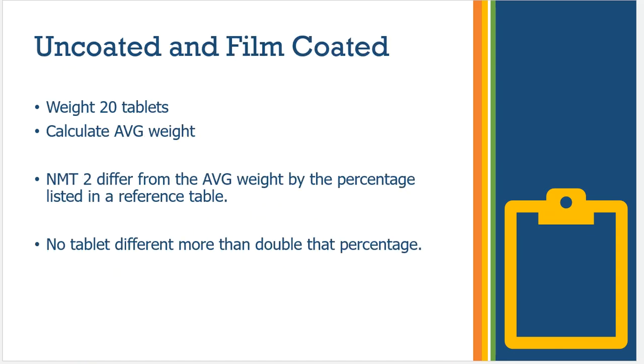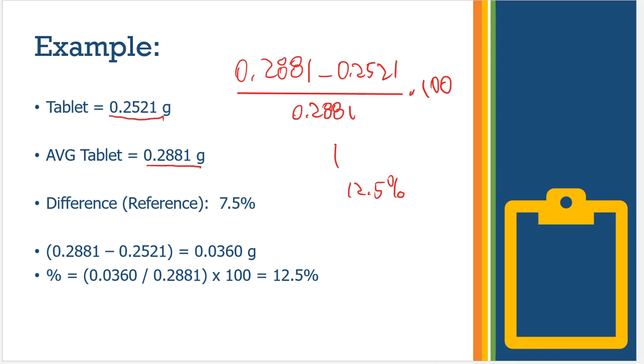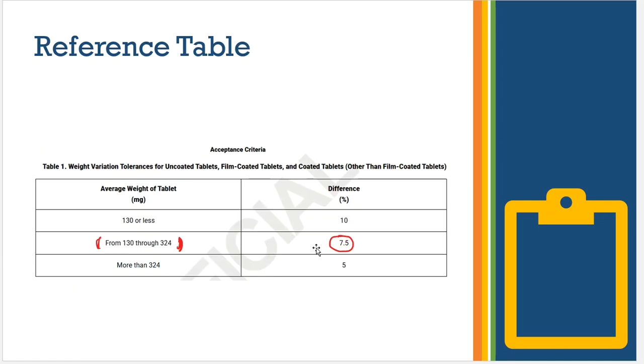So this criteria says no more than 2 should differ from the average by the percentage given in the table, but no tablet should differ by more than double that percentage. Based on this, 7.5 is the threshold, and this capsule will fail that threshold. But will it be enough to fail the entire 20 on its own? Well, you need double that amount.